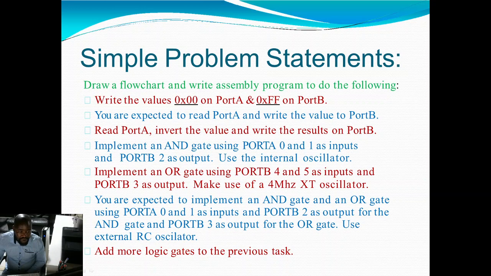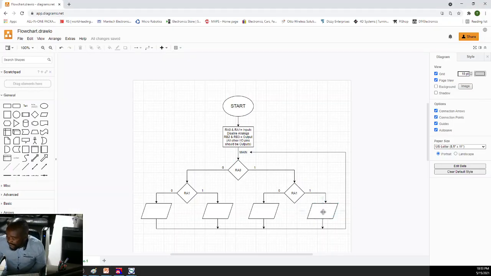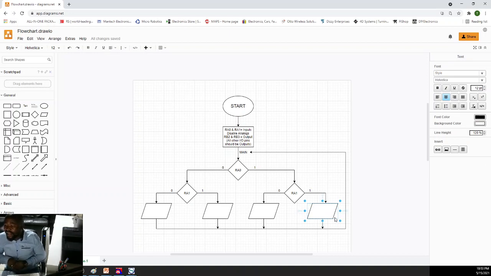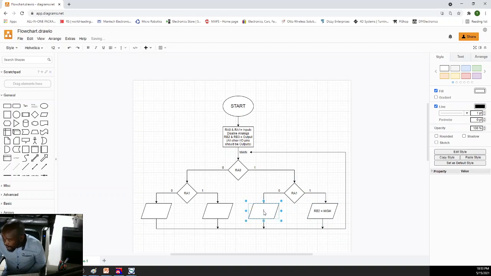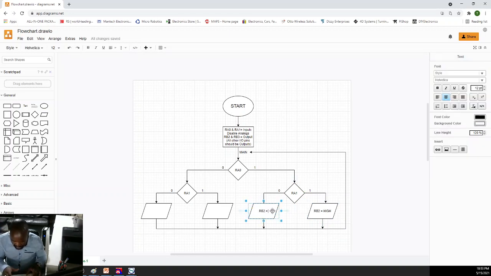So what we're going to do is, we say for AND operation, RB2 can only be set when RA0 and RA1 are high. So we say RB2 will be high here, when RA0 and RA1 are high. But in the rest of them, RB2 will be low, because if any of them is zero, the AND output is zero. So we are doing our AND operation.